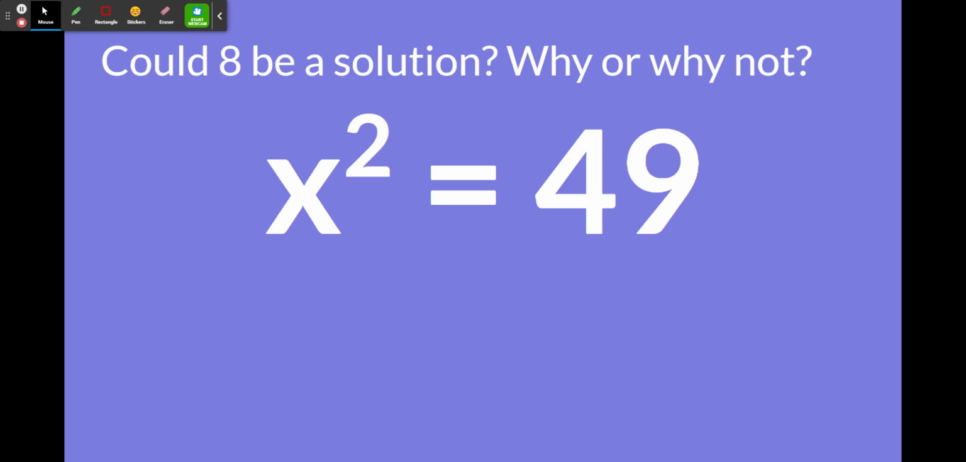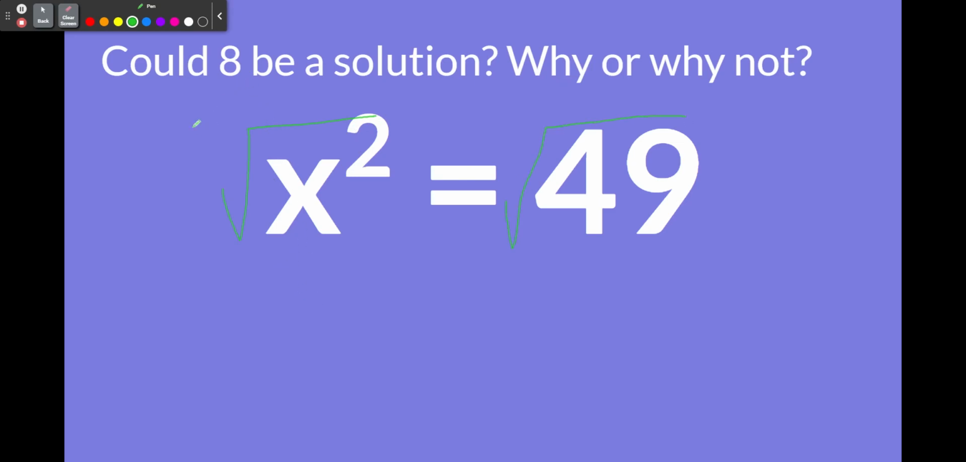So, could 8 be a solution to this? Why or why not? So, let's go ahead and take a look at this. That means that we need to know about what is going on with our squares. We have learned this year a little bit about square roots. And if you square root a square, these kind of cancel each other out. And so that's how we would be able to find our square root of 49.